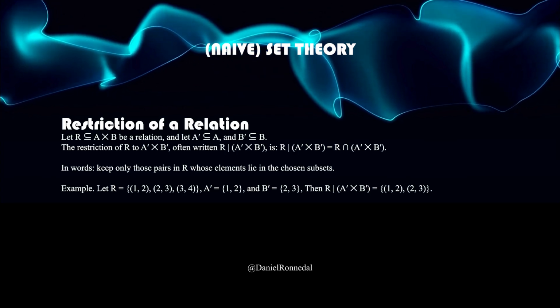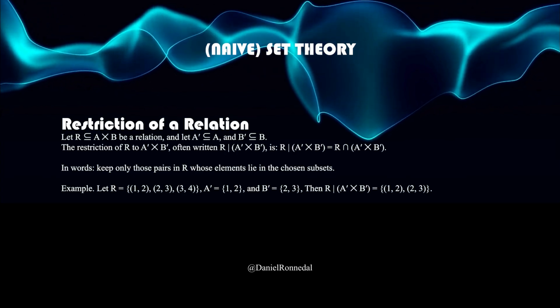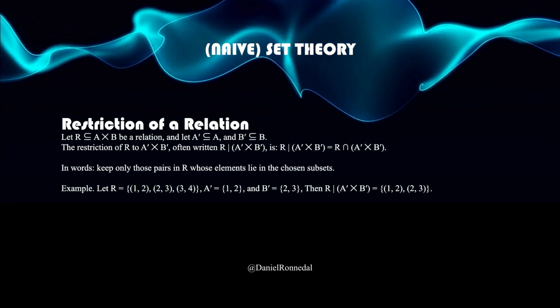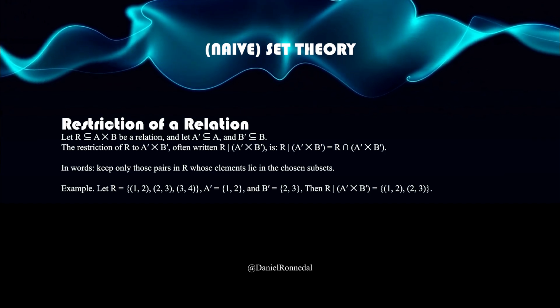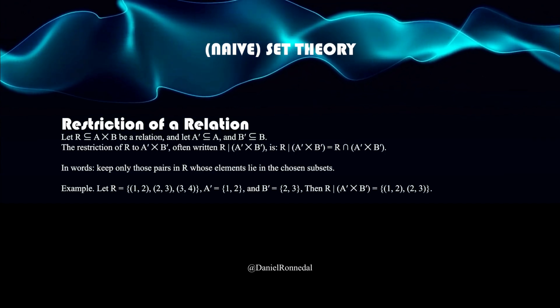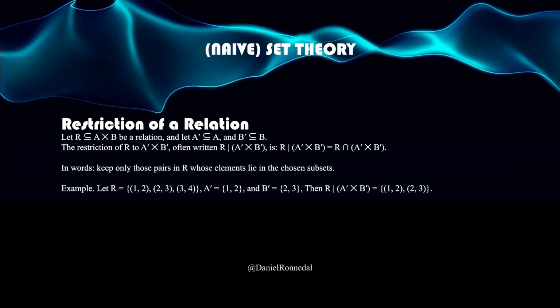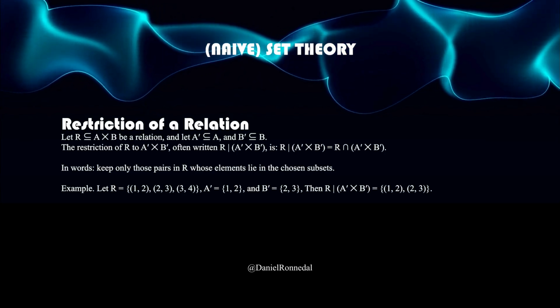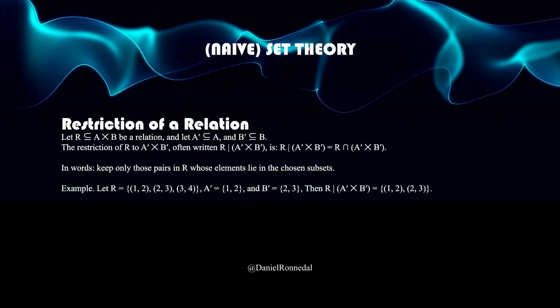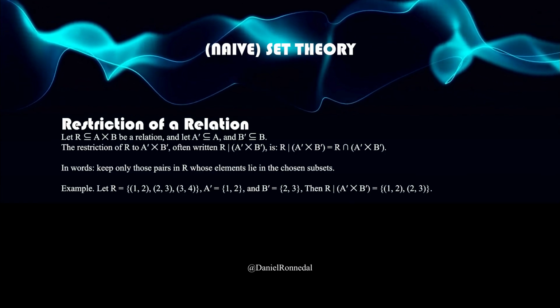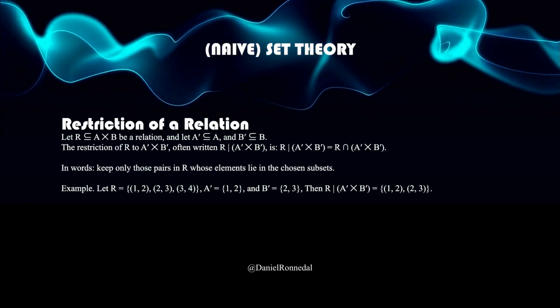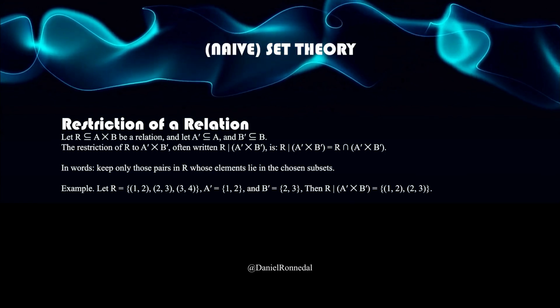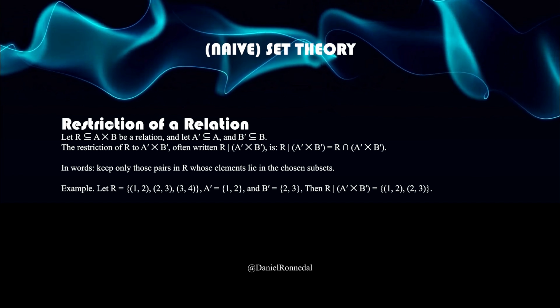Example: let R be the set whose only elements are the ordered pairs (1, 2), (2, 3), and (3, 4), and A prime be the set whose only members are 1 and 2, and let B prime be the set whose only members are 2 and 3. Then R restricted to A′ × B′ is the set whose only elements are the ordered pairs (1, 2) and (2, 3).